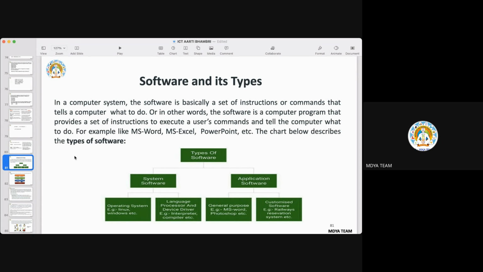Now, this is a chart here which shows the types of software. So broadly, there are two types: system software and application software. All right, system software are something which are provided by the manufacturer. All right.